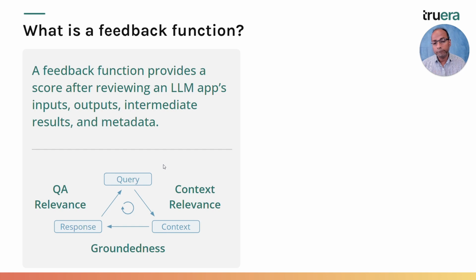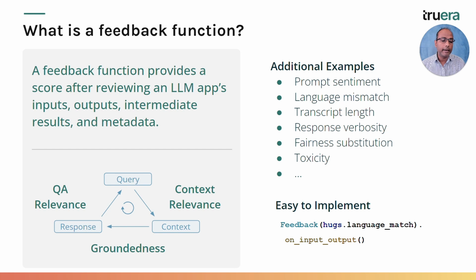You can use lots of different feedback functions. The language match is a particular example. It's very easy to implement. In this case, just calling out to a Hugging Face API, which in the back end uses a Roberta model to check that the prompts and responses are in the same language. There's lots of other additional examples: prompt sentiment, language mismatch, transcript length, fairness substitution, context relevance, and so on, that come out of the box with TruLens, but you can also add your own feedback functions, and indeed that's what we are seeing many users of TruLens do.